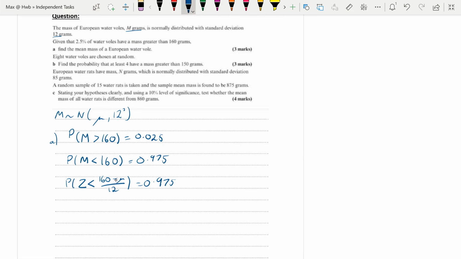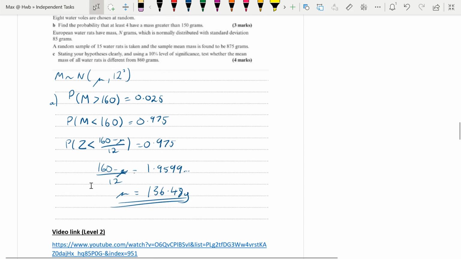If I type it into my calculator using inverse normal, I'm going to get 160 minus mu over 12 is 1.9599. Now, I'm not going to round it as such yet. It's important I do all my calculations first. Now I can calculate mu here. So I'm going to times by 12, and do 160 take away that answer. That's going to give me 136.48 grams. So that is my mu now. So make sure if we're missing the mu or sigma, we use our Z tables.